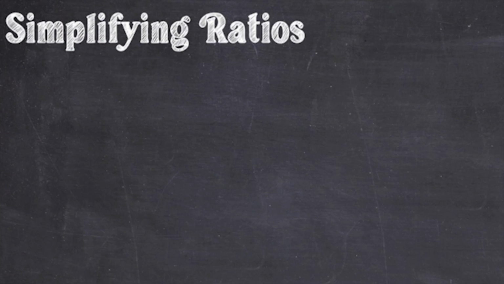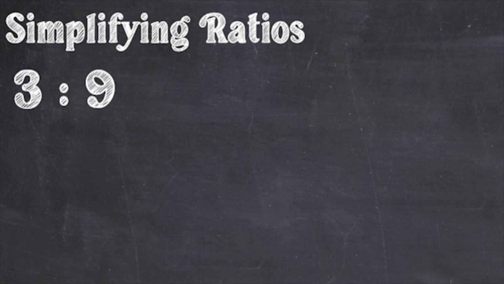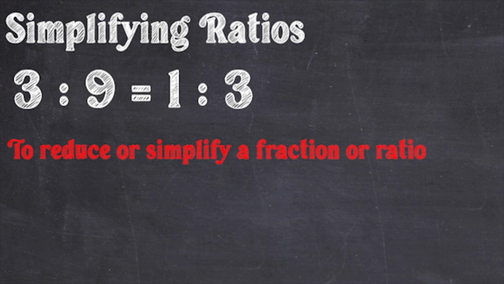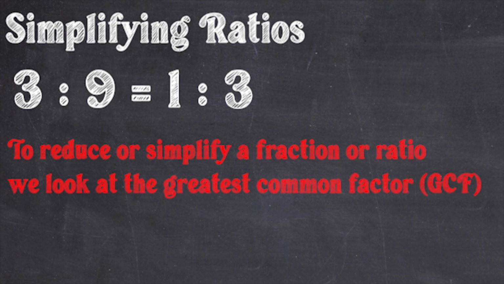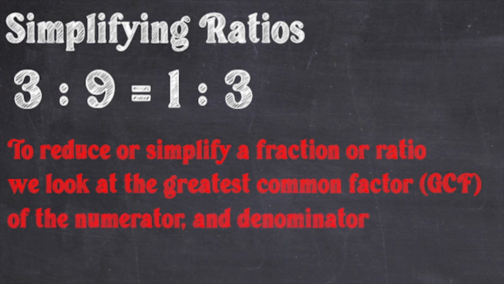Now, let's take a look at some ways to simplify ratios. When writing ratios, you might come across a pair of numbers that can be simplified, meaning they can be represented using smaller numbers. It is important to simplify ratios because just like fractions, they are easier to understand when we use smaller numbers. To reduce or simplify a fraction or ratio, we look at the greatest common factor, also called the GCF, of the numerator and the denominator. Let's use an example to see how we can simplify ratios.